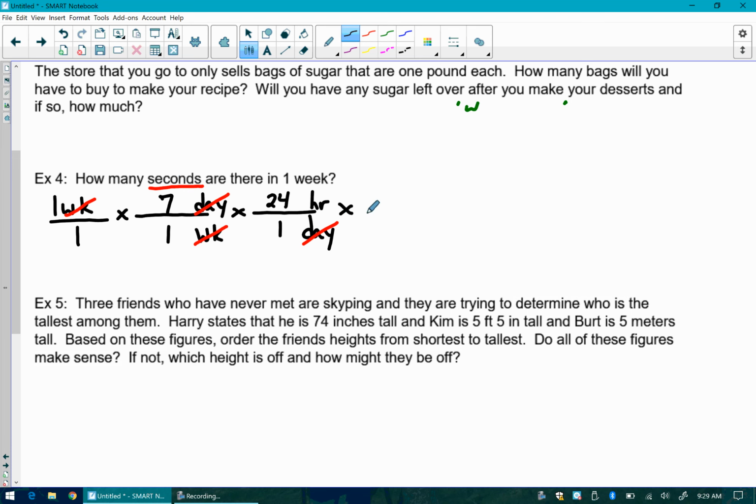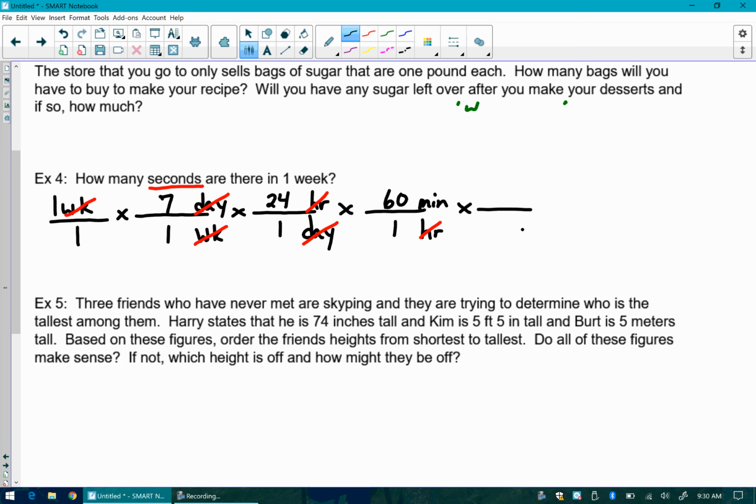My chain's getting a little longer here. I want to get rid of these hours since hours are up top. Put it on the bottom to make it diagonal. Again, you probably don't know how many seconds there are in an hour, but you do know how many minutes there are in an hour. There are 60 minutes in 1 hour. Canceling out now the hours. And then I bet we can go one more and be done.